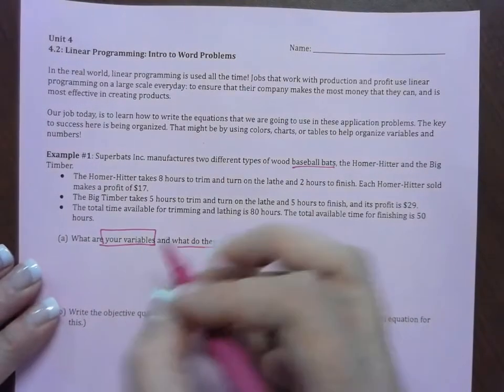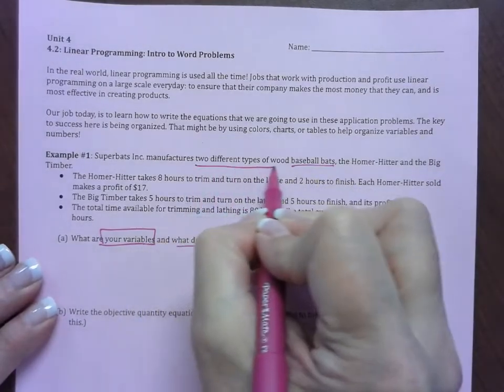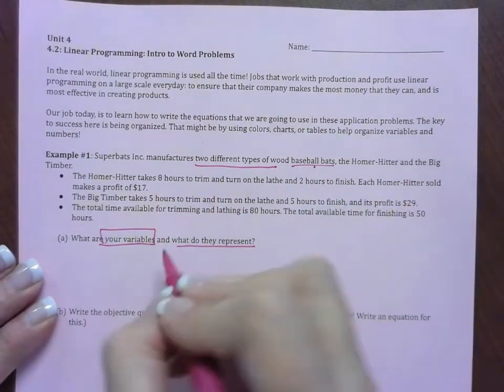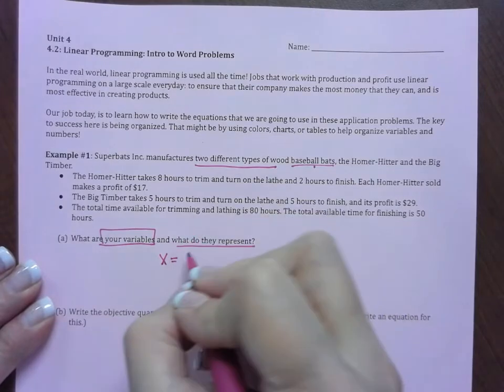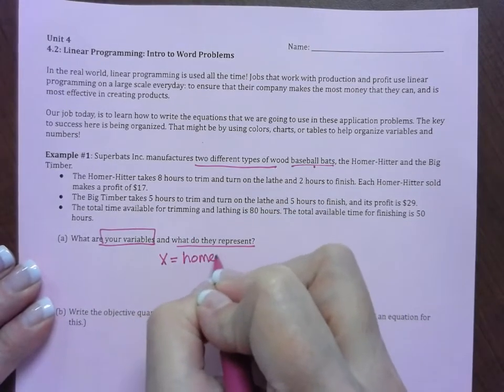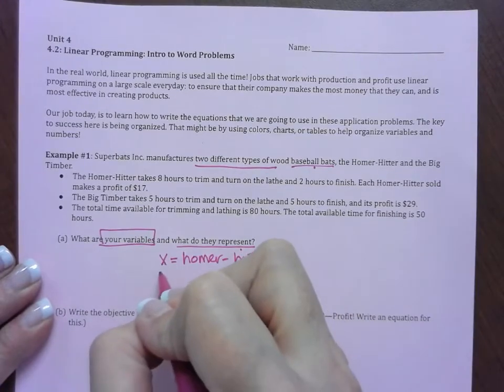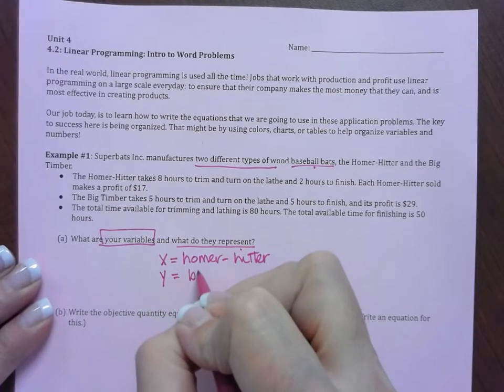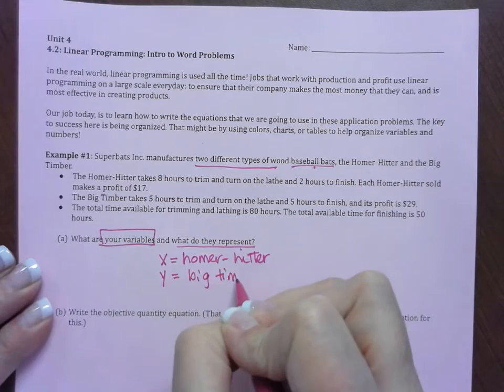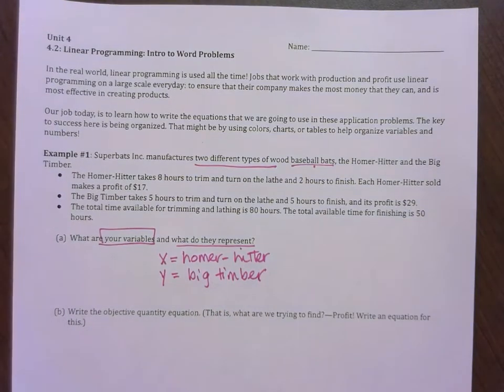Okay? So we're talking about two different types of bats. So let's make X our Homer Hitter, and let's make Y the Big Timber. And time and money is going to be super duper important, but we're going to be able to associate it to X, the Homer Hitter, and Y, the Big Timber.